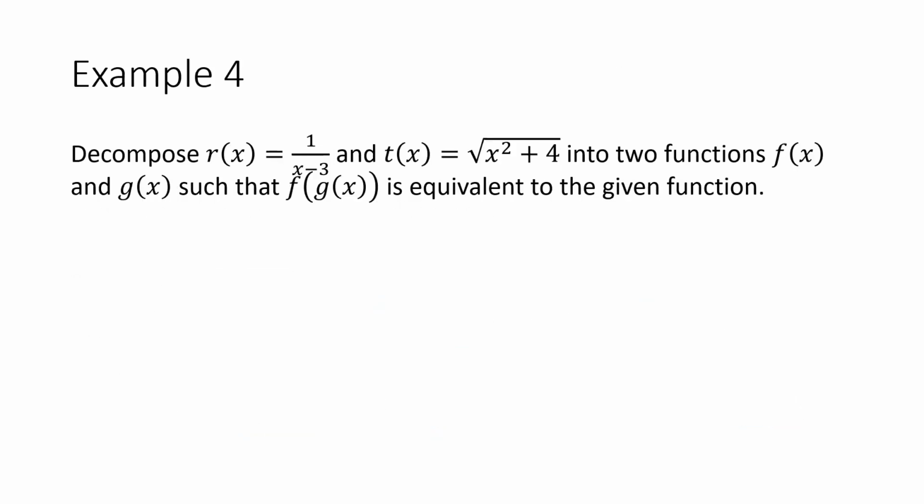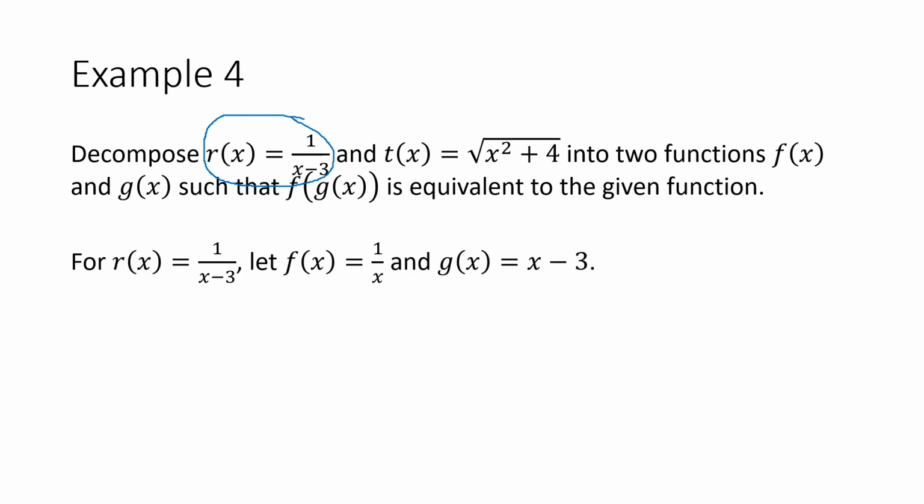Let's try one of those. So we've got 2 functions, r of x and t of x, and this is like 2 separate problems. We want to split r of x first into 2 functions f and g so that we get f of g of x being equivalent to the original. So for this r of x function, think about the operations. We're subtracting by 3 and we're doing a reciprocal, 1 divided by x.